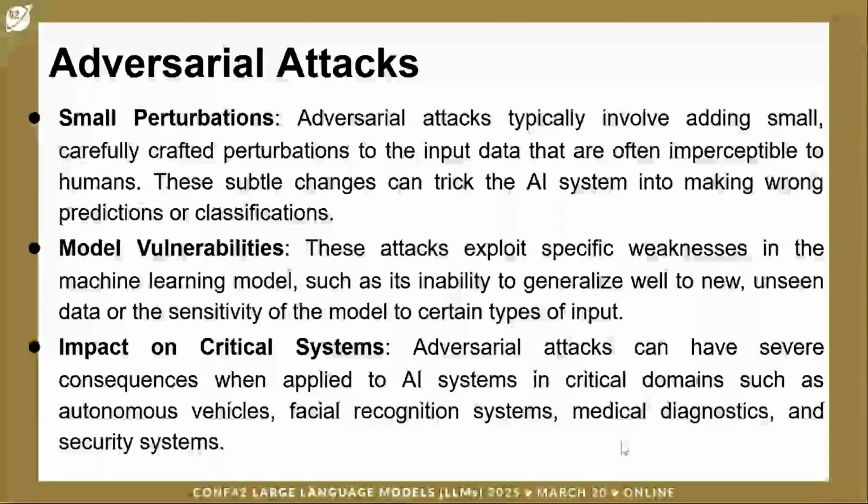For example, smart perturbations. Attacks typically involve adding small, carefully crafted perturbations to the input data that are often imperceptible to humans. Model vulnerabilities. These attacks exploit specific weaknesses in the machine learning model, such as its inability to generalize well to new and unseen data or the sensitivity of the model to certain types of input.